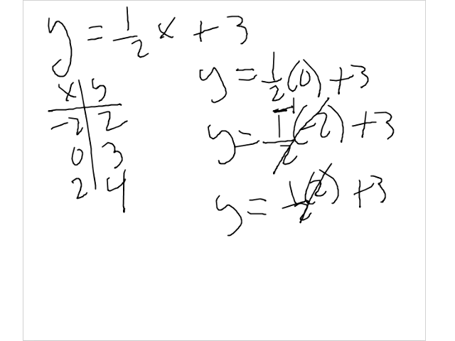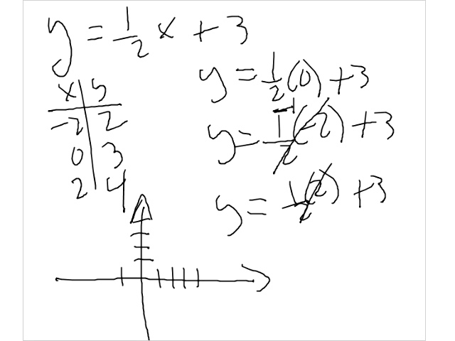So we're supposed to graph this one also, just to get an idea of it. Okay, -2 and 2, and 0, 3, and 2 and 4. I need to go up one more there, but 2 and 4 would be about right here.